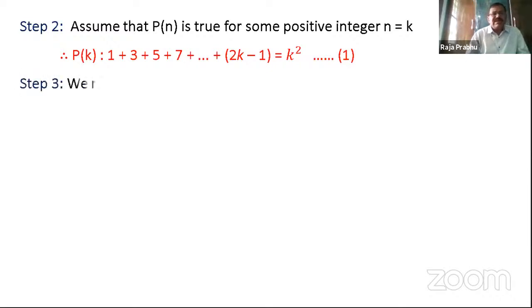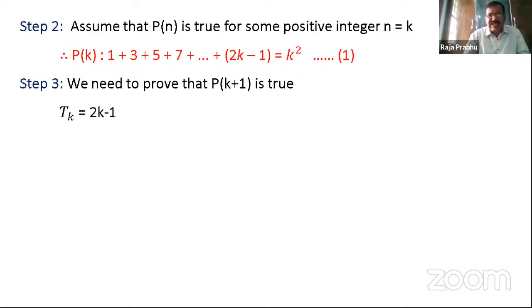Okay, now coming to the third step. The third step here is we need to prove that P of k plus 1 is true. What is P of k plus 1? Just substituting k plus 1 in the place of n. Then here the nth term is 2n minus 1. You follow, children? I think you are following me. The nth term here is 2n minus 1, whereas the kth term is 2k minus 1.